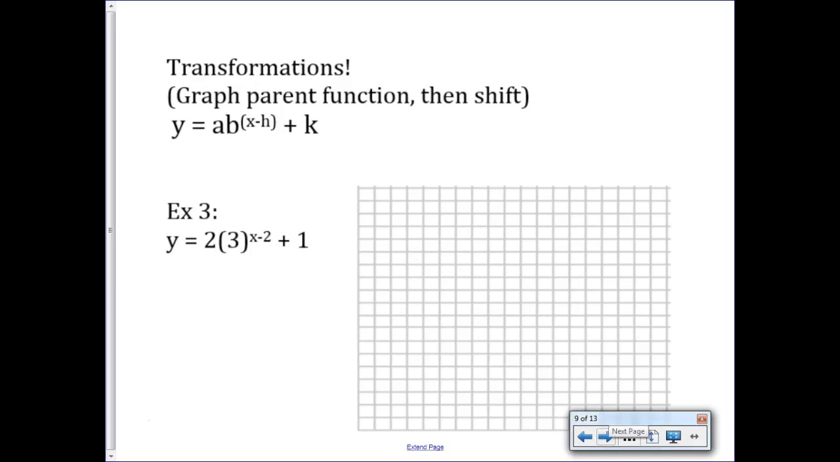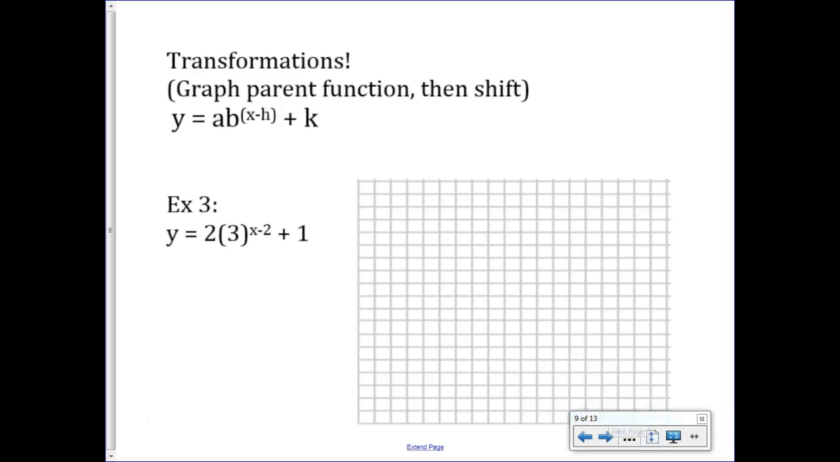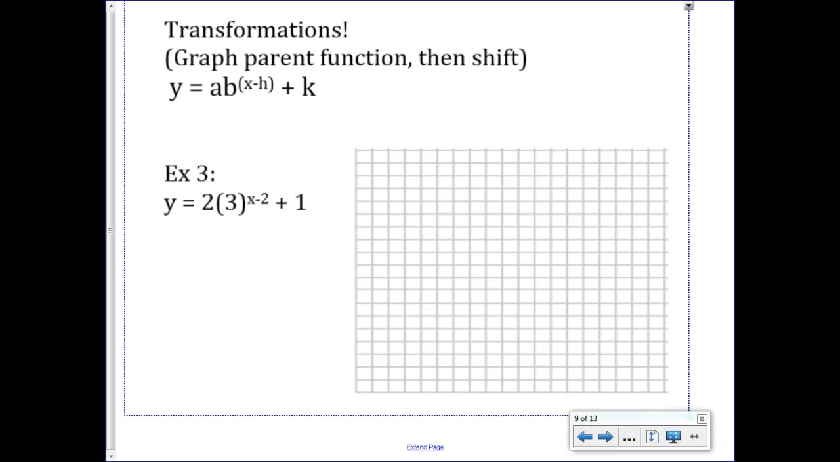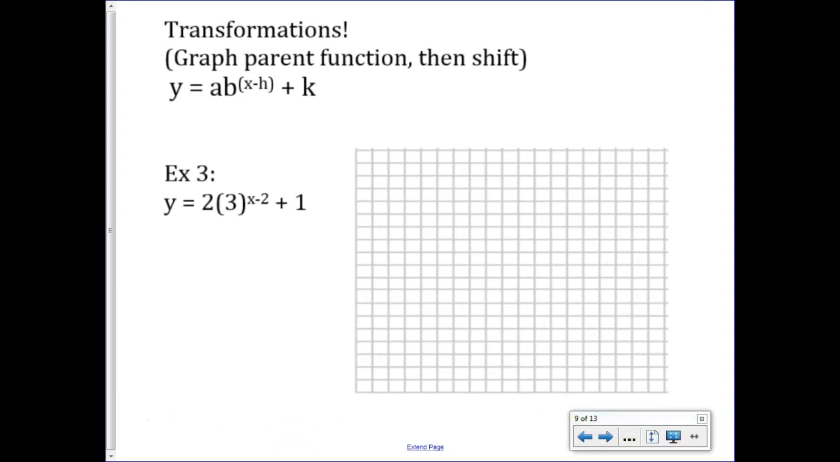Okay, so then we have transformations. So transformations, we're going to graph the parent function, and then we're going to shift it. So same as we've done before with that h and that k. The h and the k is going to tell you how far. The h is going to tell you left and right. The k is going to tell you up and down, just like we've done before. So we're going to graph y equals 2 times 3 to the x. And then we're going to move right 2 and up 1 from there.